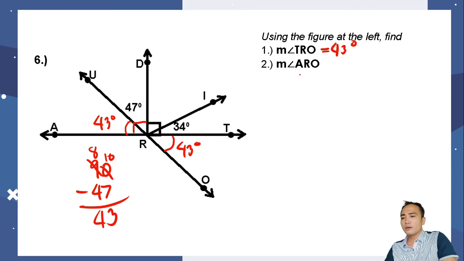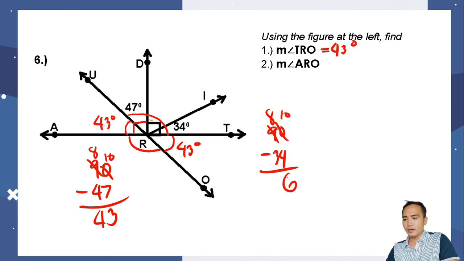Next, number 2, find the measure of angle ARO. So ARO, it is here. Okay, so we're going to look for its opposite angles. Okay, that is here. So we have the given. We know that the sum of these two angles is equal to 90 degrees. So just subtract, 90 minus 34 to get the missing angle here. Okay, so 10 minus 4 is 6, 8 minus 3 is 5. Okay, the measure of the angle here is equal to 56 degrees.